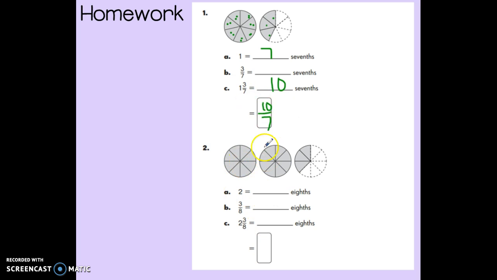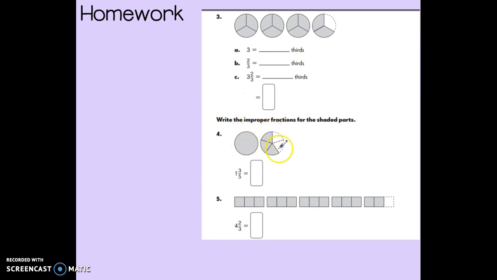Do the same. If I have 2 whole circles, how many eighths do I have? If I have 3/8, how many eighths do I have? If I have 2 and 3/8, count how many eighths I have and rewrite that as an improper fraction. This page is the same. Count how many, if this one's broken into fifths, I know that I have 5/5 right here. How many more do I have here? Write it as an improper fraction.